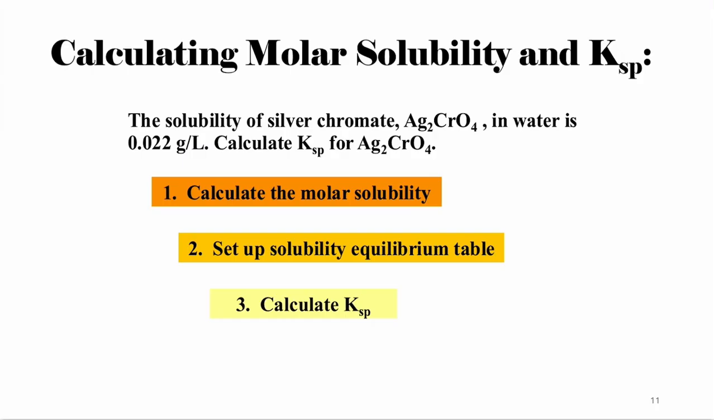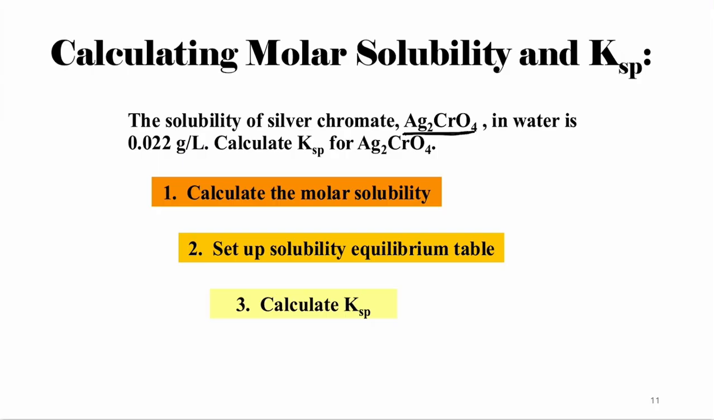Given the solubility of silver chromate in water is 0.022 grams per liter, calculate KSP for this solid. Right, so the first thing you have to do is calculate the molar solubility. And the second thing is to set up an equilibrium table, which will then let you calculate KSP.